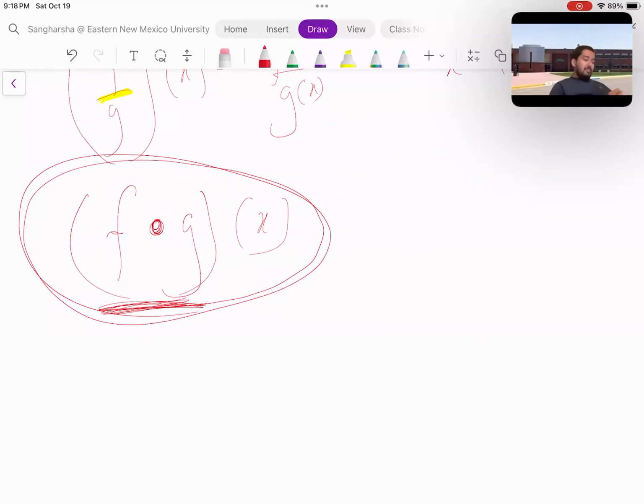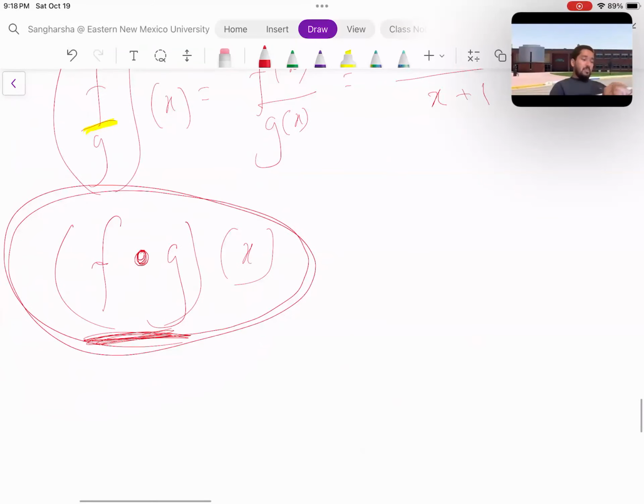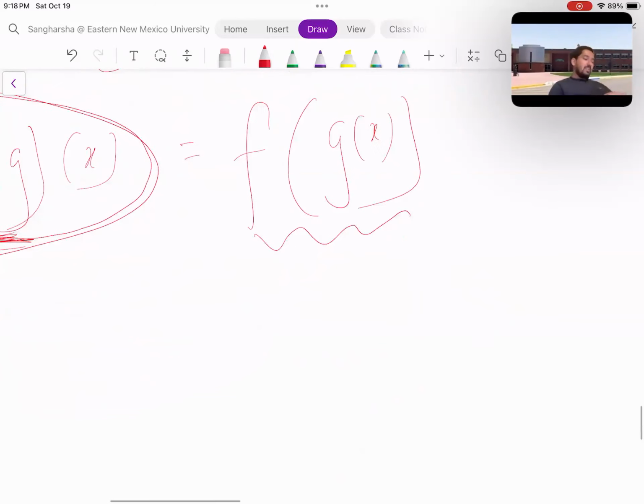This is the f composite g function. This is a composite function, and the definition is f of g of x. You just replace the composite symbol by the parentheses, and you have the definition, and you have to find this expression. Now let's find it.